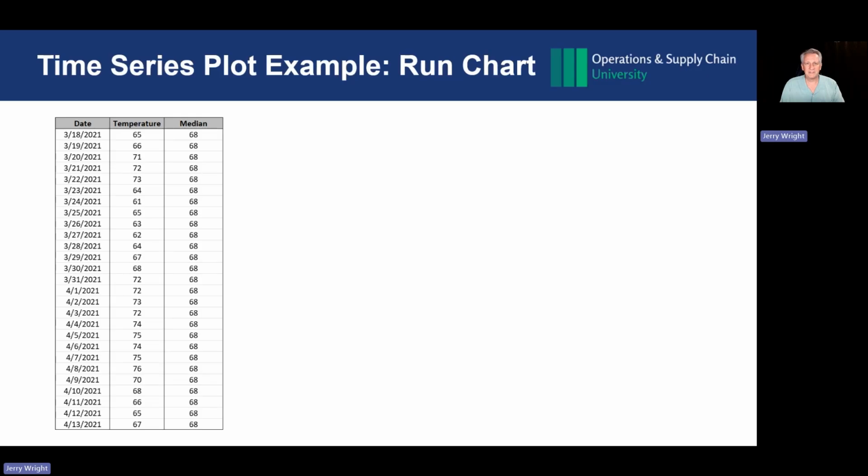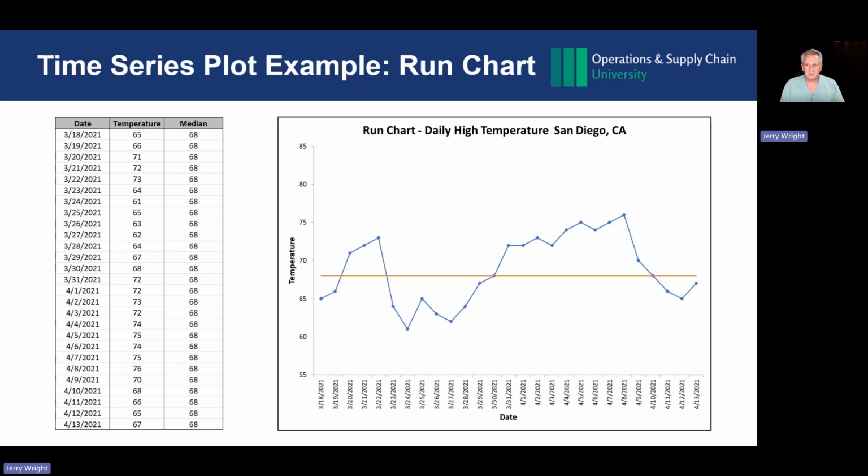So in a time series plot, it's basically just over time. This happens to be the daily high temperature in San Diego, California, where I live. You can see the dates on here and the temperatures, and then the median temperature in the center. You don't have to put the median, you can. It just means the middle. Again, you can see the temperature, and it's just plotted over time. So that'd be an example of a simple run chart that can be done in Excel.